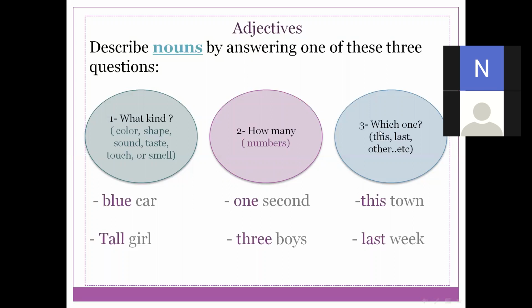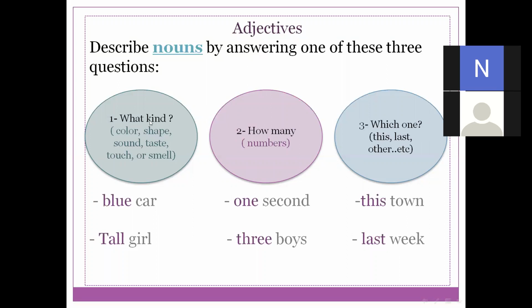The last one, which one? Which town? This town. Which week? Last week. So if you want to know which kind of adjective we have here, try to ask those questions.